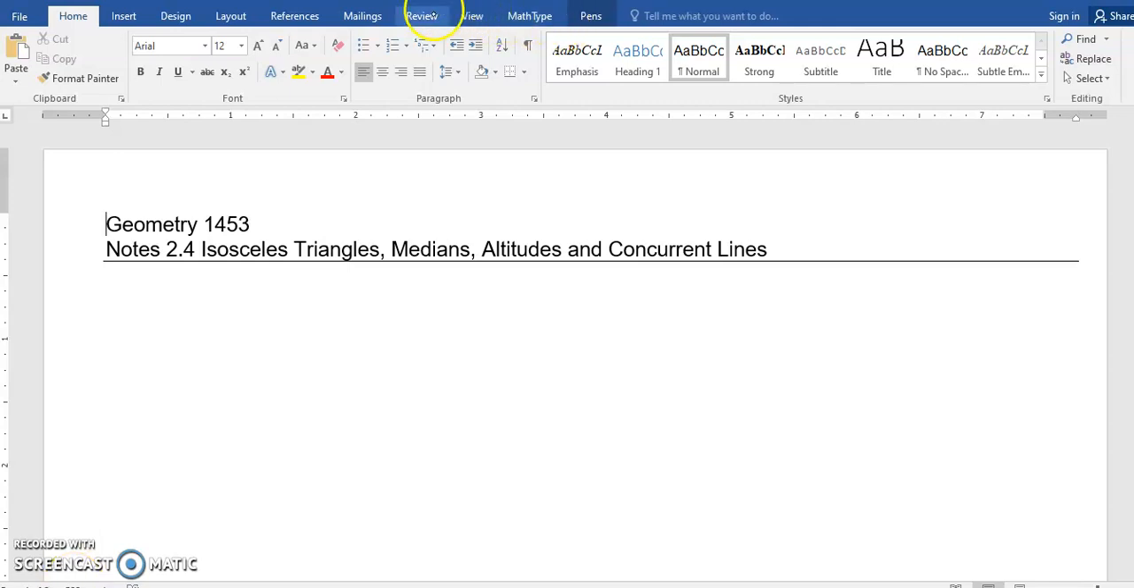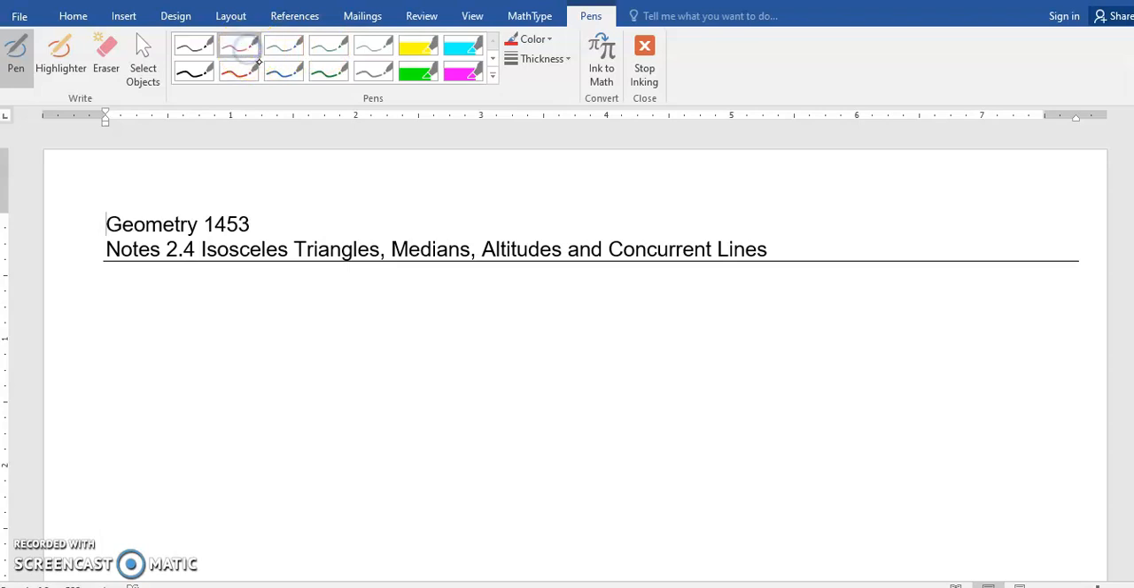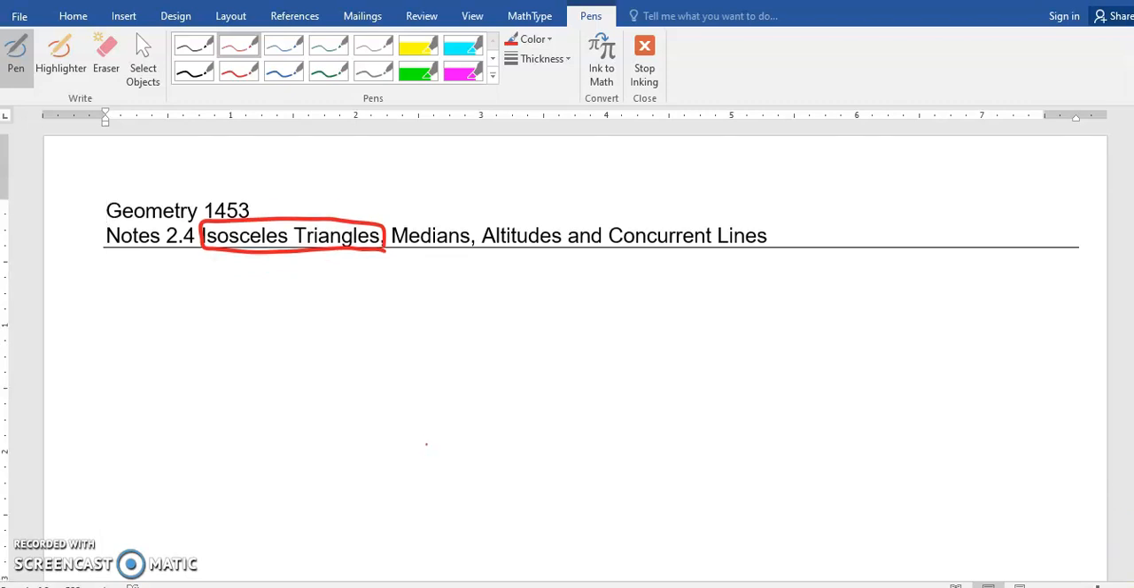Alright, so in section 2.4, they put a lot of stuff in this section, so we're going to take it a little bit at a time. This video is mostly going to be the isosceles triangle part of this. Just a few little special things you can do.